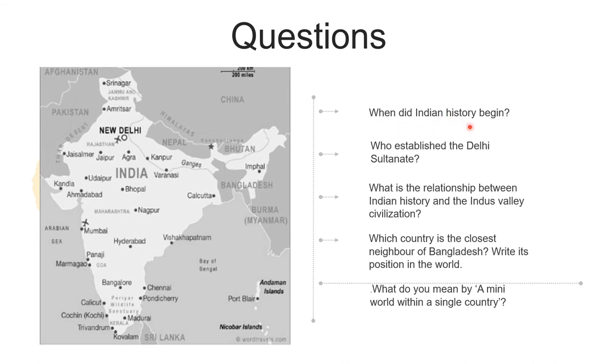When did Indian history begin? Who established the Delhi Sultanate? What is the relationship between Indian history and the Indus Valley civilization? Which country is the closest neighbor of Bangladesh? Write its position in the world. What do you mean by a mini world within a single country? I described this line a few times ago. So dear students, try to answer this question. A mini world within a single country.